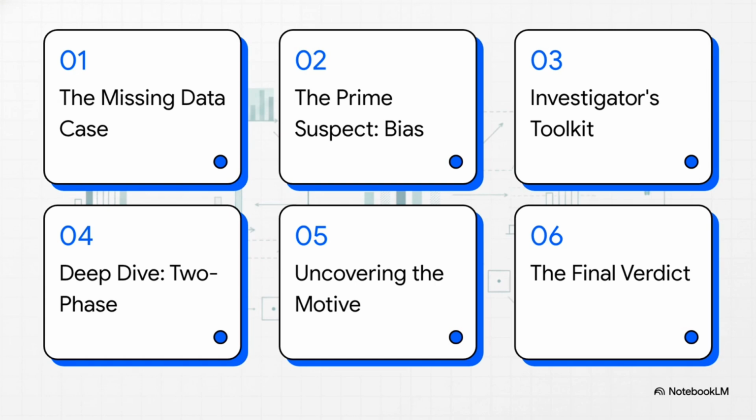So, here's our game plan for this investigation. First, we'll survey the crime scene. We'll figure out what missing data even means. Then we'll ID our prime suspect, which is bias, and see exactly how it messes with our work. After that, we'll open up the investigator's toolkit and look at the methods we have to fight back. We're going to do a deep dive on one really powerful tool called two-phase sampling. Then, like any good detective, we'll try to uncover the motive. Why did the data go missing? And finally, we'll deliver the final verdict on when we can crack the case and when we might be stuck.